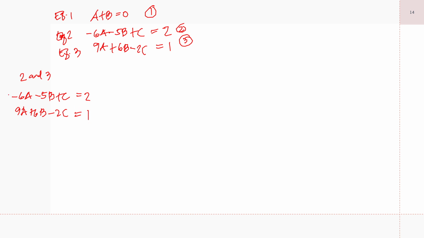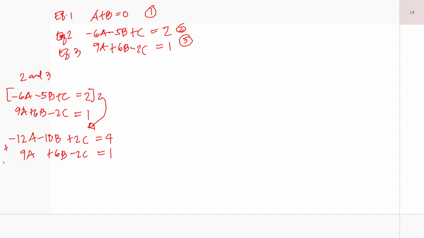So we will multiply this one by 2. Now the new equation is negative 12a minus 10b plus 2c is equal to 4. And the other one is 9a plus 6b minus 2c is equal to 1. So this is now the new equation.